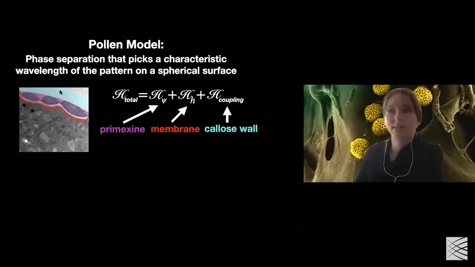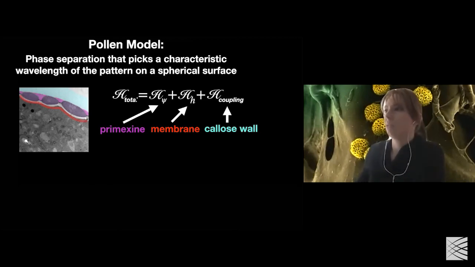But because it's here, it essentially acts as a type of rigid wall. And so as this process of phase separation is happening within the Primexine, because this is blocking the Primexine from doing anything else, the Primexine has no choice but to push down and buckle the cell membrane underneath it. Okay, so that's the intuition of what's happening physically.